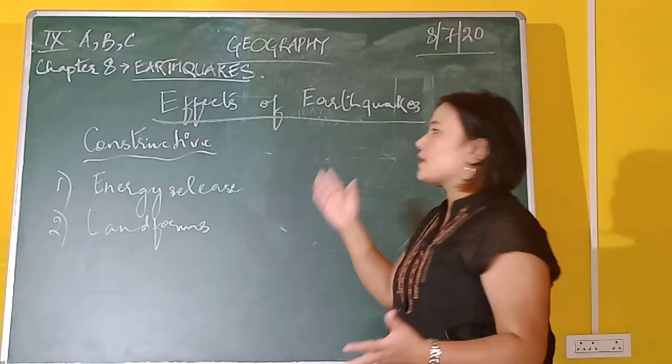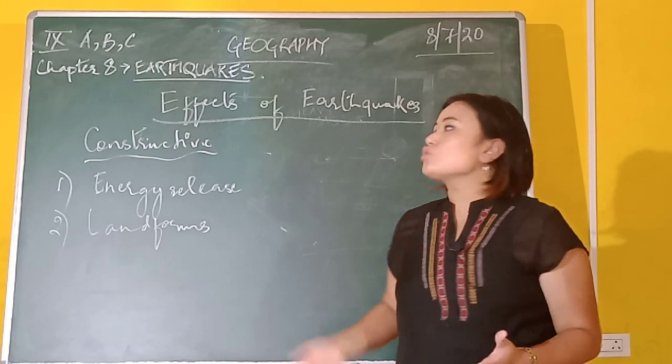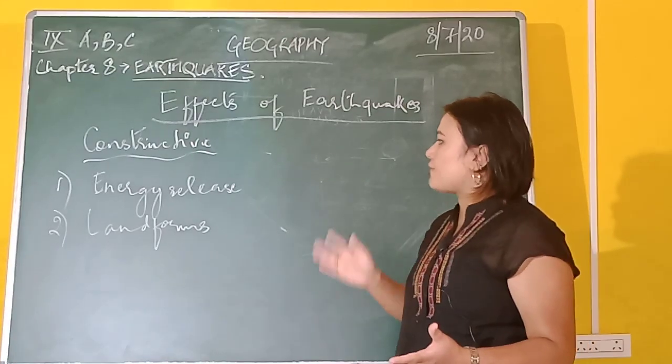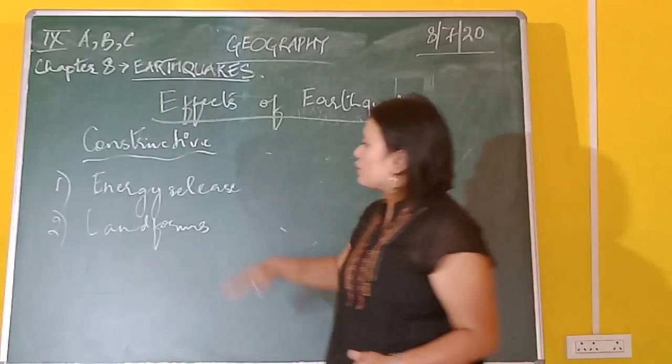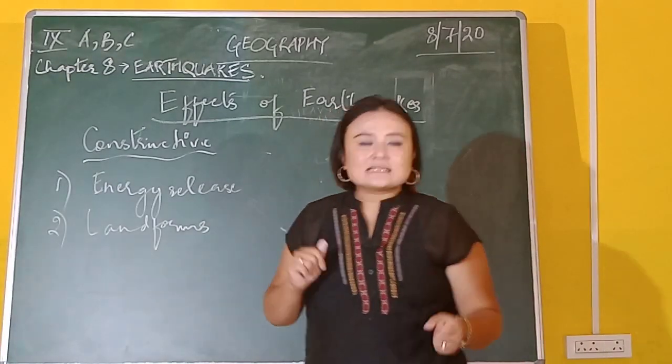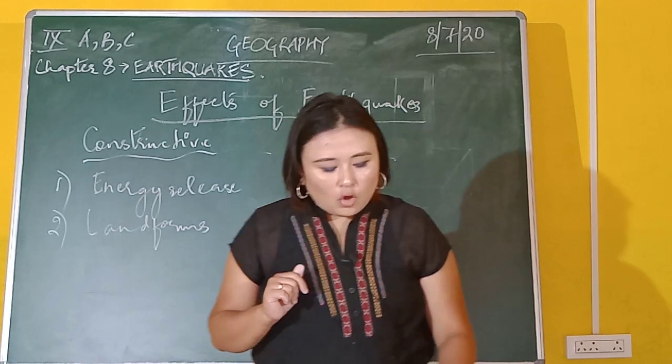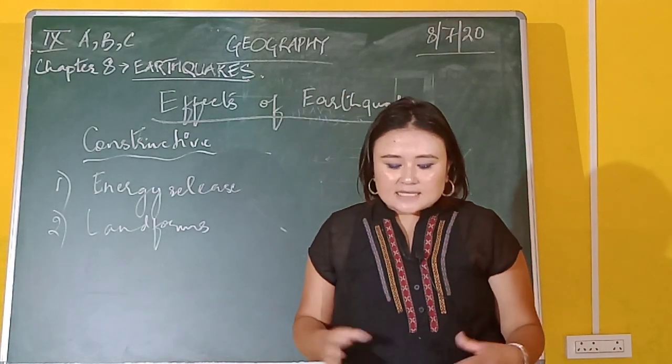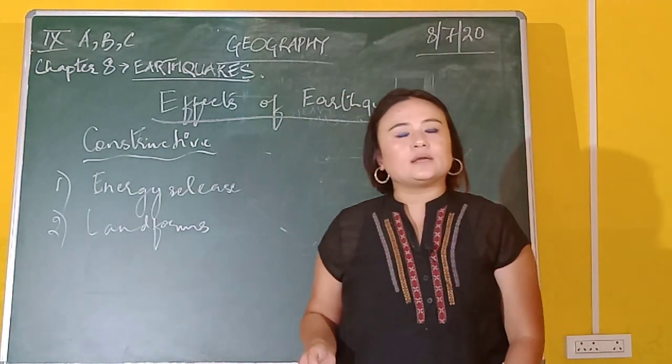So creation of Sagami Bay is also one primary constructive effect, that is allowing the creation of a landform there as a result of an earthquake. Landslides triggered by earthquakes cause the formation of lakes, which has happened at many places in the Himalayan region.